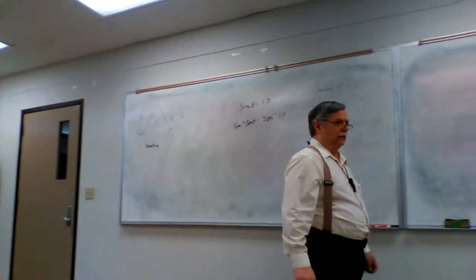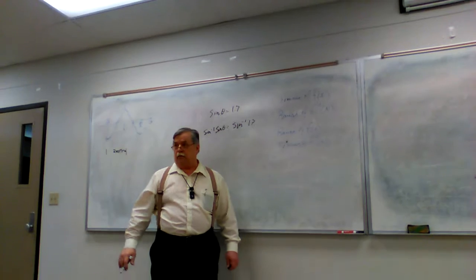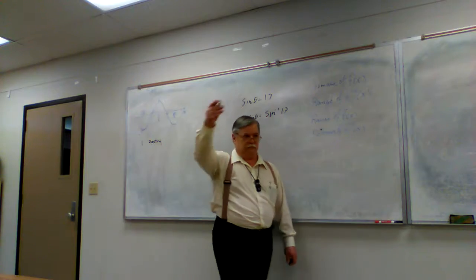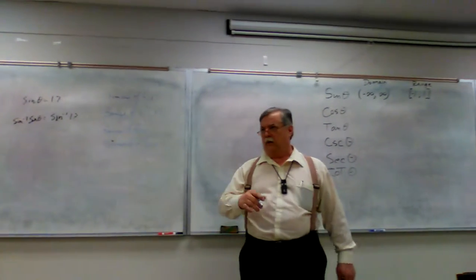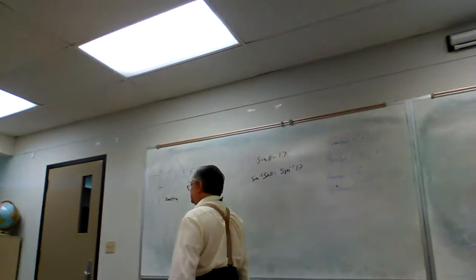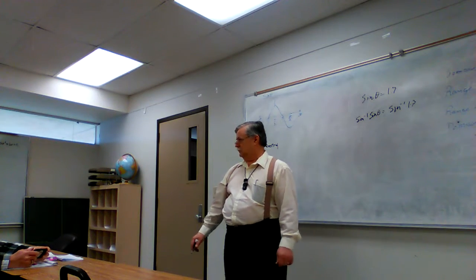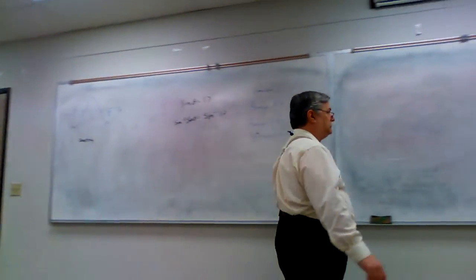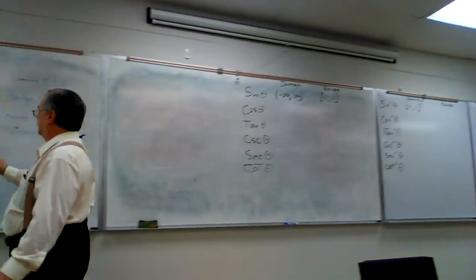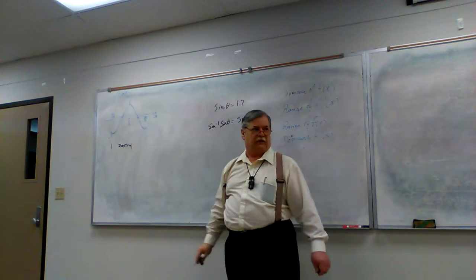Okay? Why is this? Because there is no angle theta that will give you a sine of 1.7. Right? Prove it to yourselves. Get out your calculators. Plug in 1.7 and take the inverse sine. It's going to tell you error. Okay? This is why. Because there is no value of theta that the sine of theta will be 1.7.